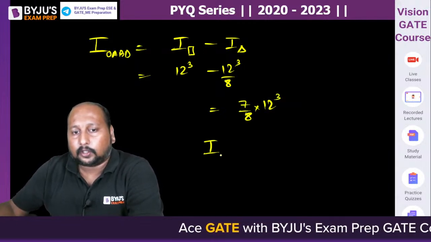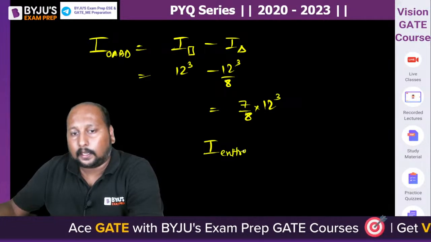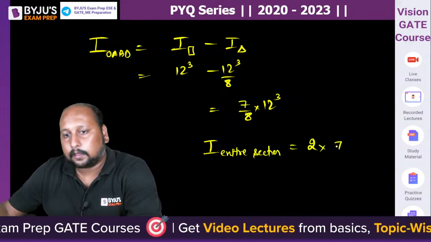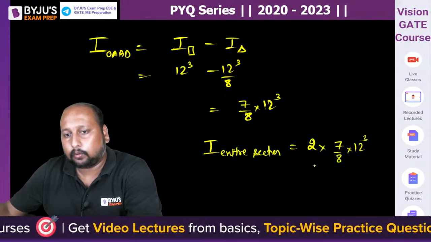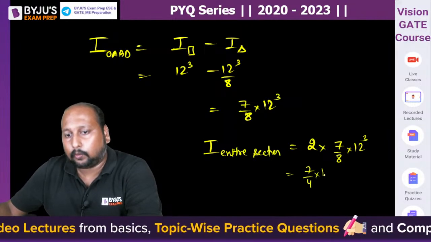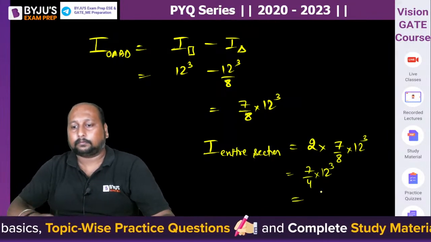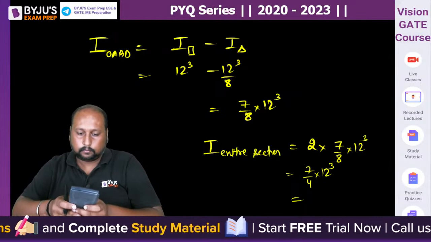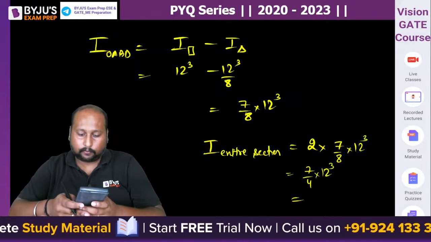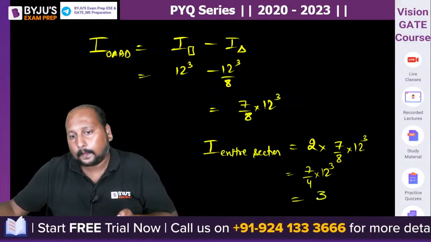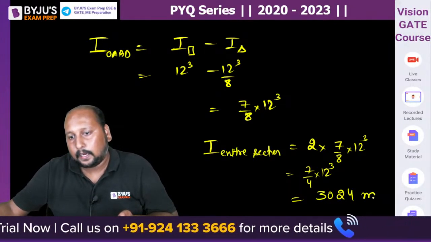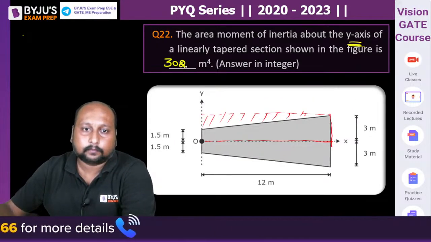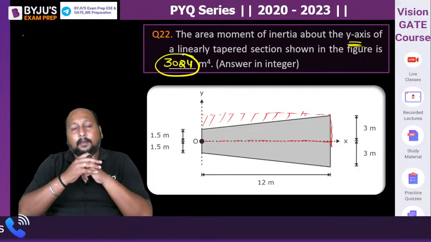If I want to get the moment of inertia of the entire section, that is equal to 2 times 7 by 8 into 12 cube. This is 7 by 4 into 12 cube. So 12 cube into 7 divided by 4 gives 3024 meter to the power 4. Okay, so 3024 is the correct answer.